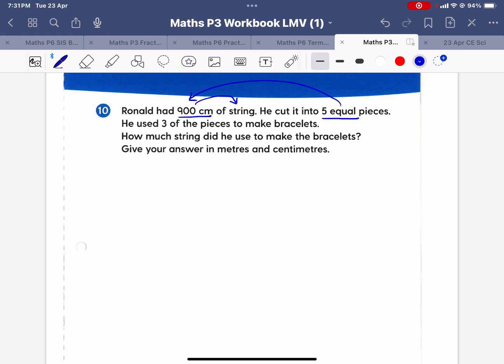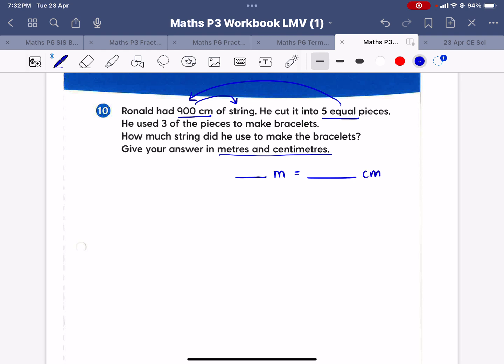Now, they said he used 3 of the pieces to make bracelets. So 3 pieces are gone. And we are interested to see how much these 3 pieces are, because the question asks how much string was used to make this bracelet using the 3 pieces. And of course, we do not want to leave our answers as they are. Based on what they asked for, we need our answers in meters and centimeters. Meaning to say, we need our answers in this way.